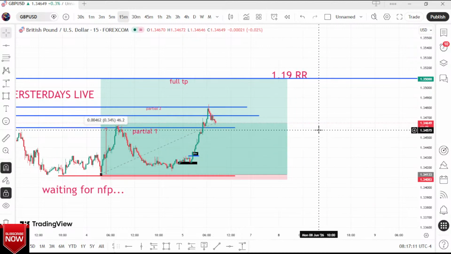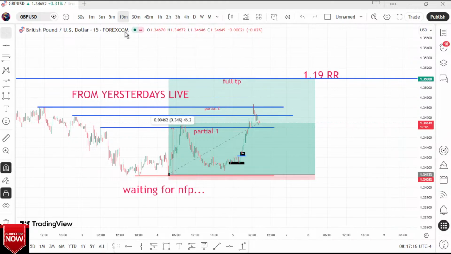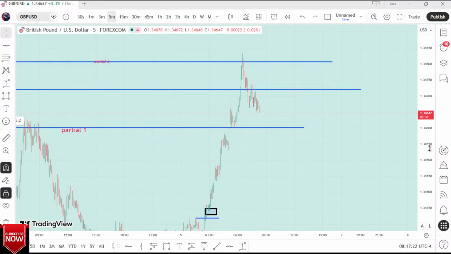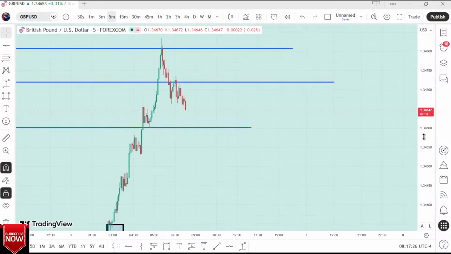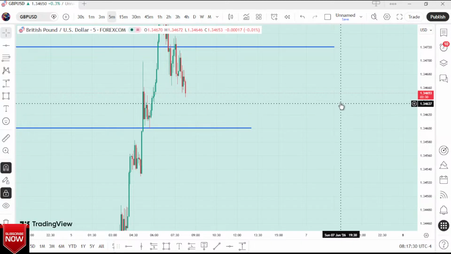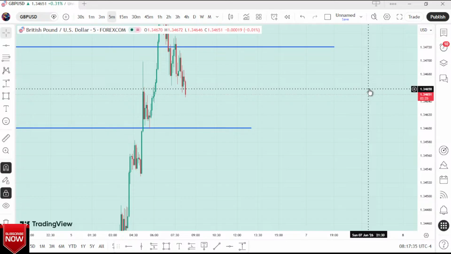I'm actually going to give you a re-entry, but I'll be using the 5-minute time frame. Actually expecting more bullish prices.